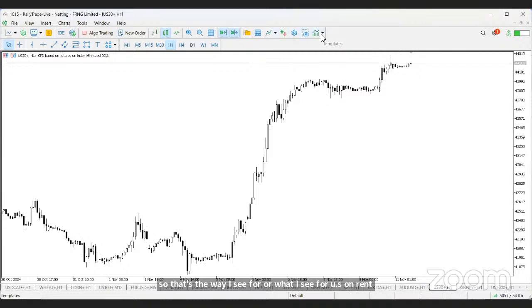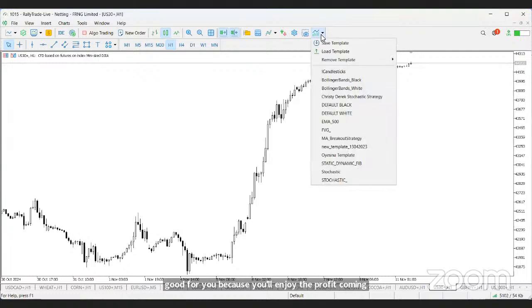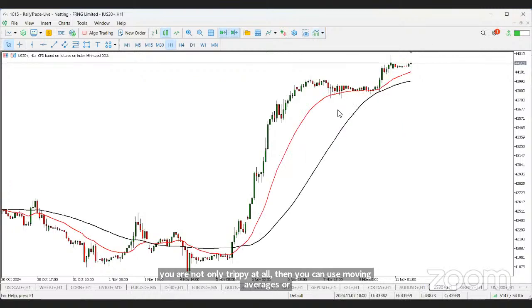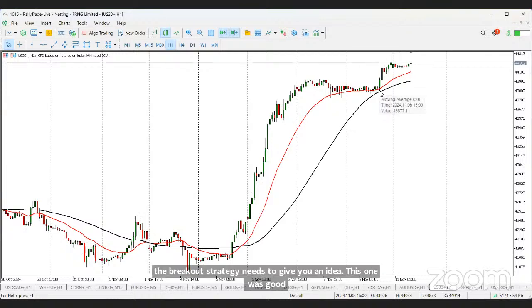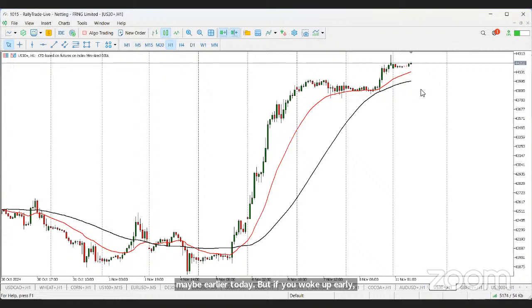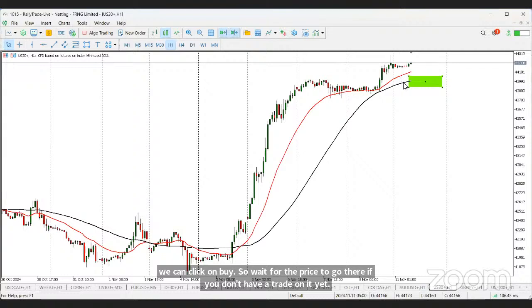But the only thing I can also tell you is that if you're on a buy already, good for you. Continue to enjoy the profit coming in. If you're on a sell, close your trade and move on. If you are not on a trade at all, then you can use moving averages or even the breakout strategies to give you an idea. This one was good. Maybe earlier today, you would have bought if you woke up early. Oh, sorry, Friday. So let's wait for the price to hit 50 again. Then we can click on buy. So wait for the price to come here. If you don't have a trade on it yet, then you click on buy. Remember, you put this 50-period moving average on your chart, and wait for the price to approach it. Then you can click on buy for that one.